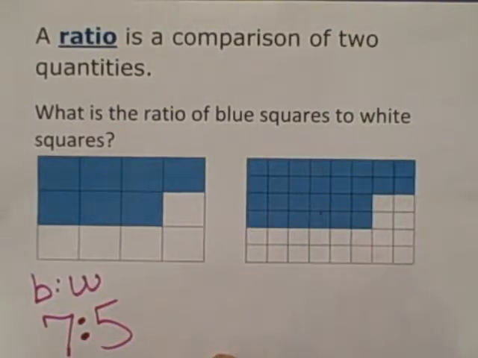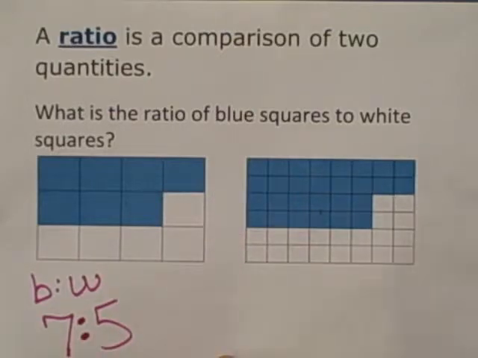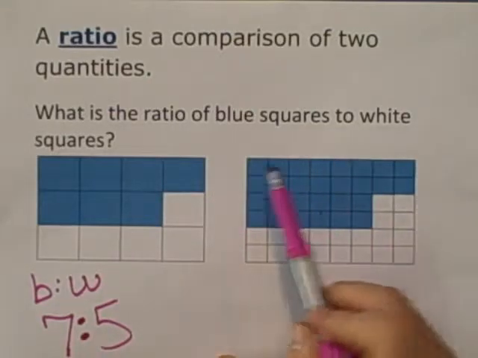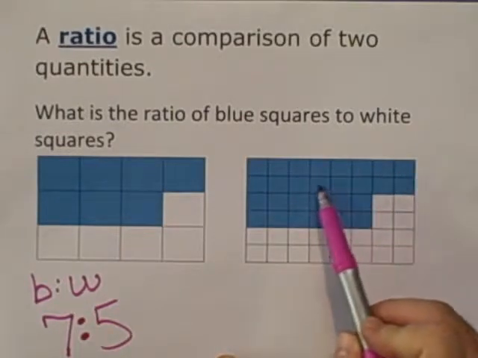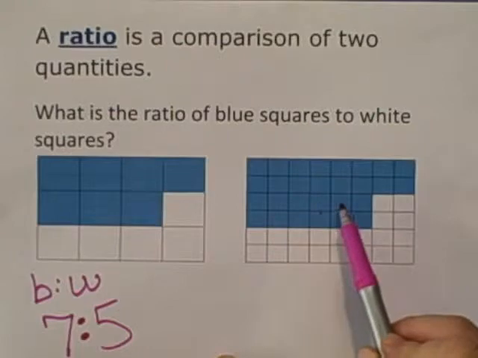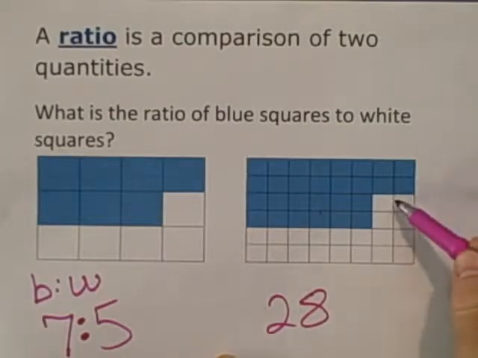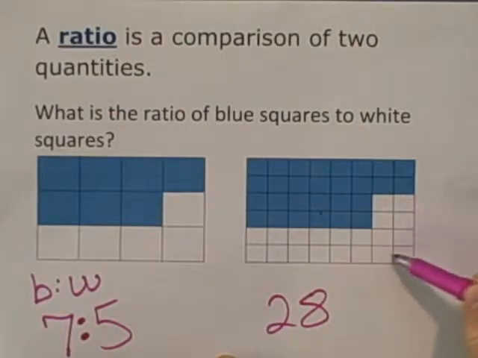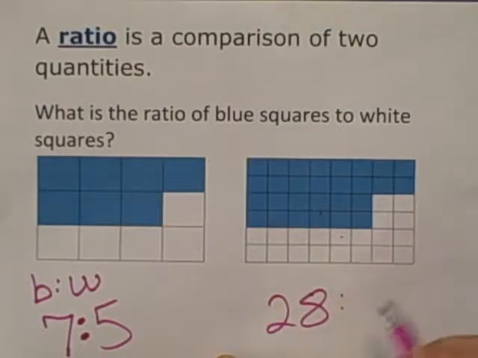Over here in this example, same question. What is the ratio of blue squares to white squares? If we count them, we have, let's see, 1, 2, 3, 4, 5, 6, 7, 8. We have 28 blue squares. And we have 1, 2, 3, 4, 5, 20 white squares.